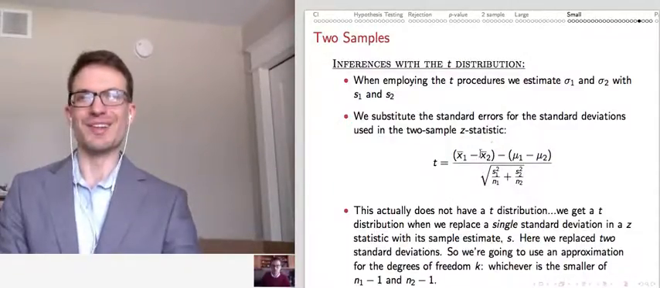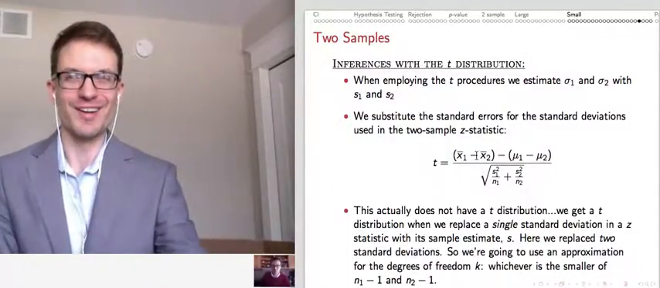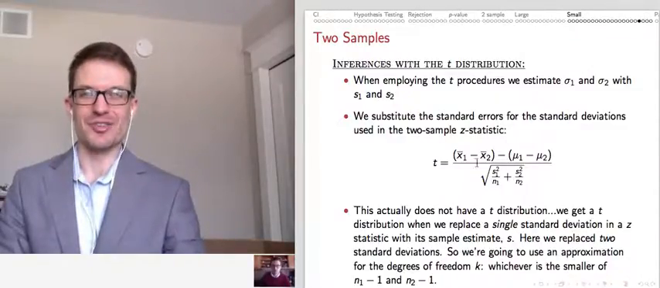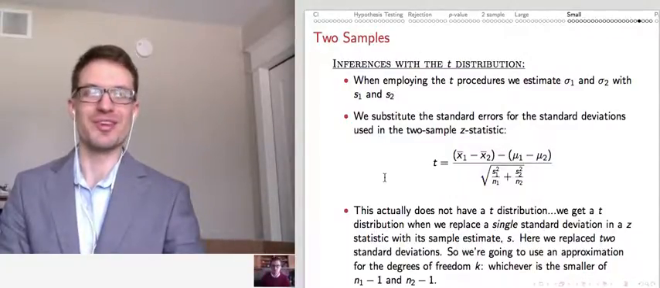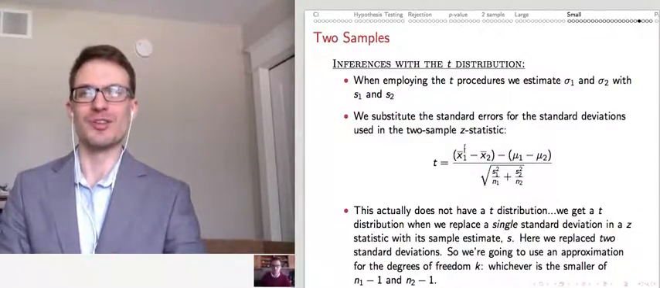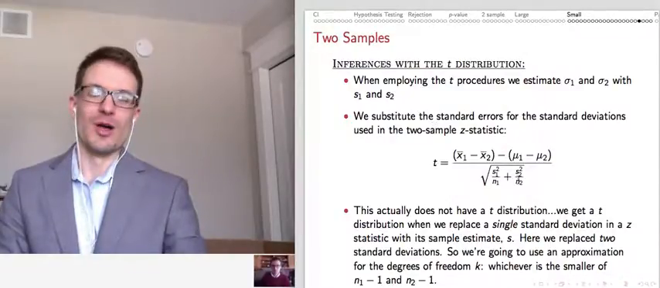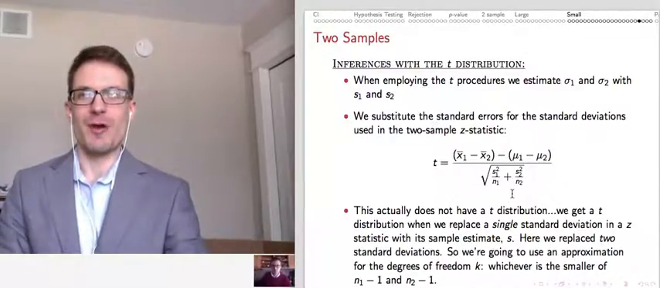Now, interestingly, though I haven't made a big deal of this so far, this test statistic is actually not going to have a t-distribution, and that's because we have a difference of means for our sampling distribution rather than a single sample mean. Well, all this requires is a different approximation for the degrees of freedom, whichever is smaller, n1 minus 1 or n2 minus 1.